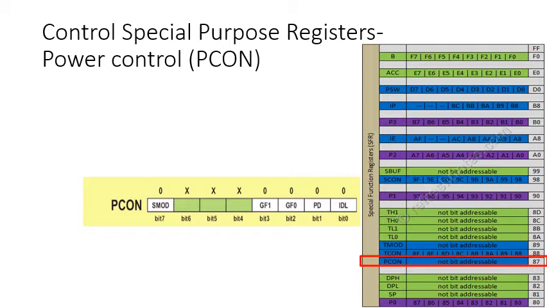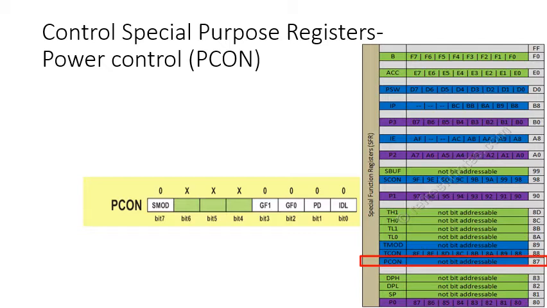Power control, PCON. The PCON register is responsible for managing the power mode of the 8051 microcontroller. It is placed at the address 87H and it is not bit addressable. In most embedded system devices, power management is the biggest constraint for any developer. The 8051 offers a power down mode and an idle mode to decrease its power requirement.